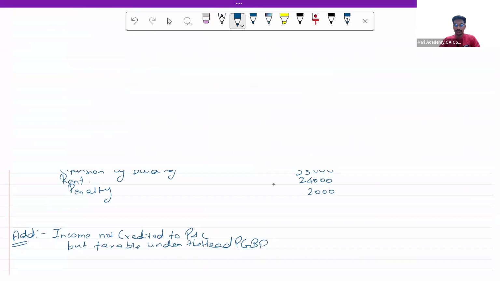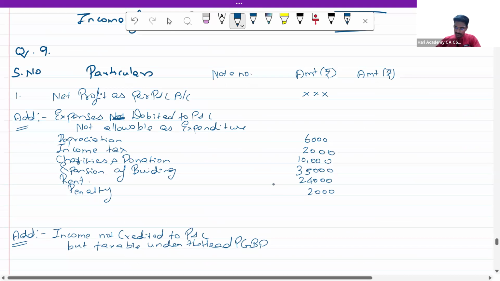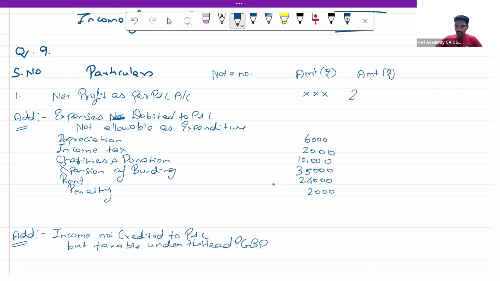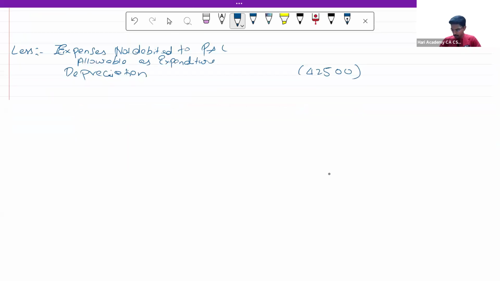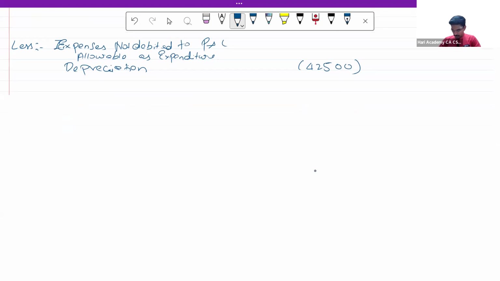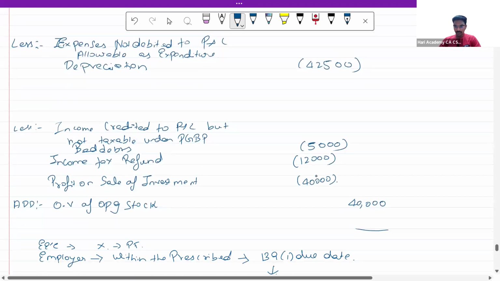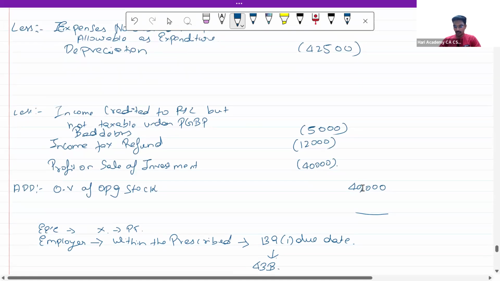Now let us do the computation. Right. So first we have to take 267,350. To this we have to add 6,000, add 2,000, add 10,000, add 35,000, add 24,000, and add 2,000. And you have to subtract 42,500, 5,000, 12,000, 40,000. And you also have to add this 40,000.